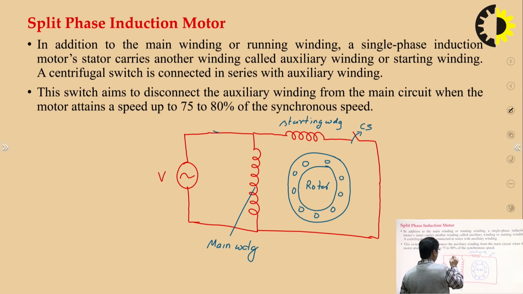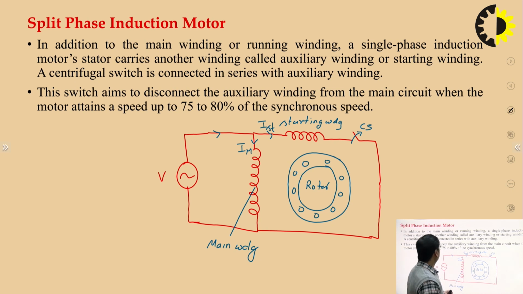This is the current actually. So one is the current in the main winding, suppose this is IM, and one is the starting current in the starting winding. This is the rotor actually. So this is the schematic diagram or the circuit diagram of the single phase induction motor. This is the supply that we are providing to our stator winding.